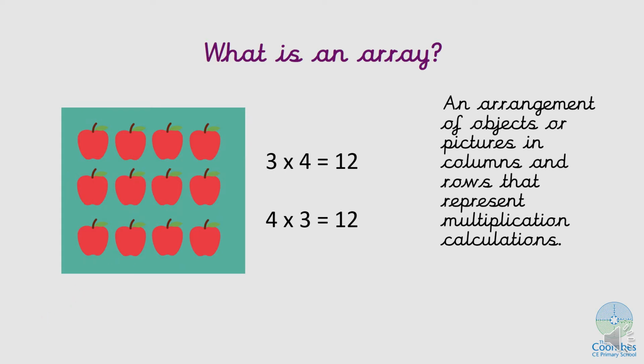Now this says we could also have it as 4 groups of 3. We can do that by going the opposite way. So we could have one group, 2 groups, 3 groups, and 4 groups. So now we have 4 groups of 1, 2, 3 would give us the same answer of 12. So each array normally has 2 multiplication calculations.